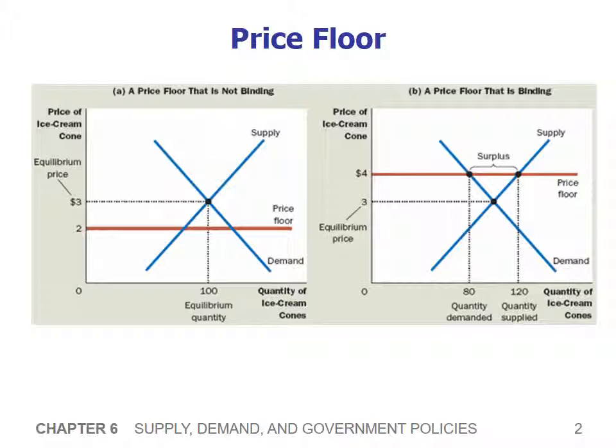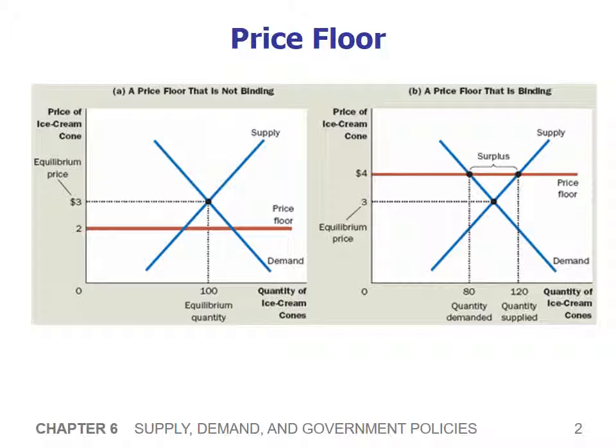However, in the free market, the price being determined is higher than the price floor. That is $3. So in this case, the price floor is not really influencing the market outcome, and we call it non-binding. In panel B, however, suppose government imposes a restriction that price of ice creams cannot fall below $4. The equilibrium price of ice creams was $3, and now we have a binding or effective price floor.